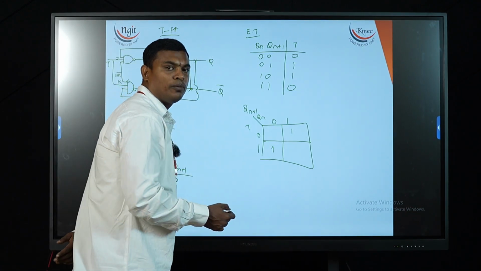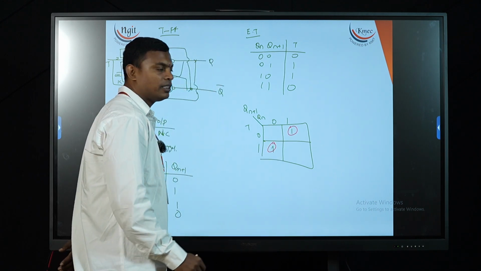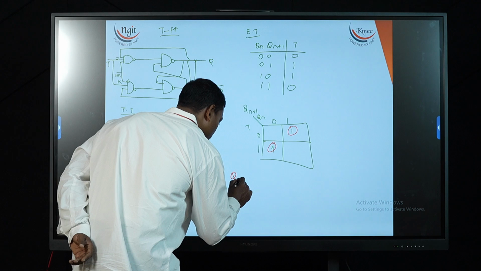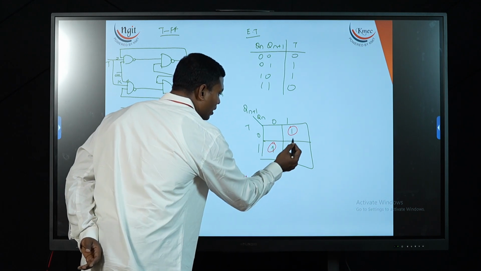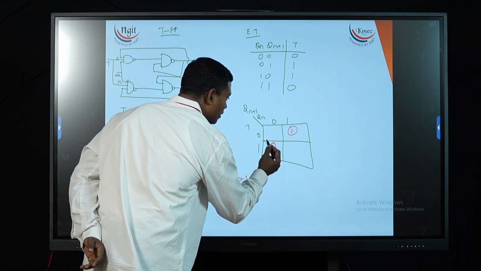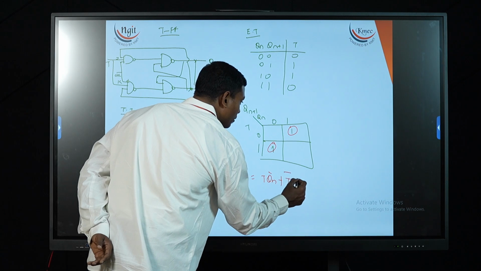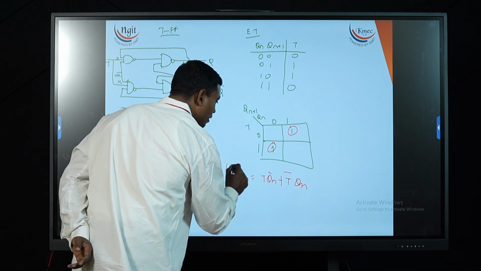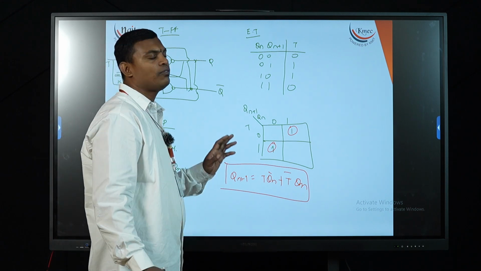There is no combination that exists here, so I am taking isolated ones. Isolated ones have been taken. So my output expression Qn plus 1 is equal to this one particular thing, T Qn bar, and for this one T bar Qn. So this is my finalized Boolean expression, right? So this is what about T flip flop.